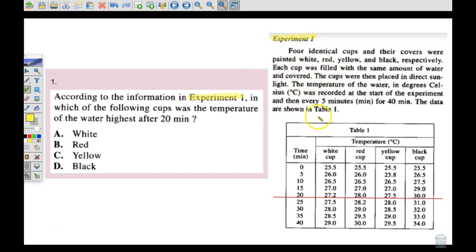So I have to find which table or figure the data is in, and after skimming the synopsis, I see that it's in table 1. It's asking about which cup had the highest water temperature after 20 minutes. So I have to look at my data table, and I have to draw an imaginary or a real line underneath 20 minutes, and then compare the temperatures at that point. And after comparing the numbers, it appears as though the black cup had a temperature of 30 degrees, which is the highest temperature, so the answer to number 1 is D.